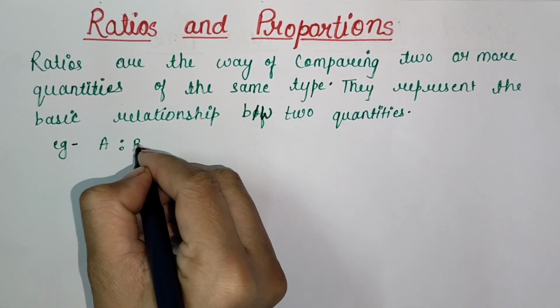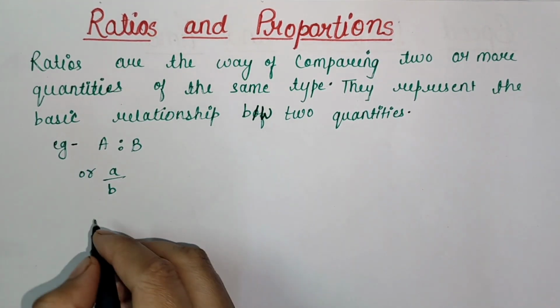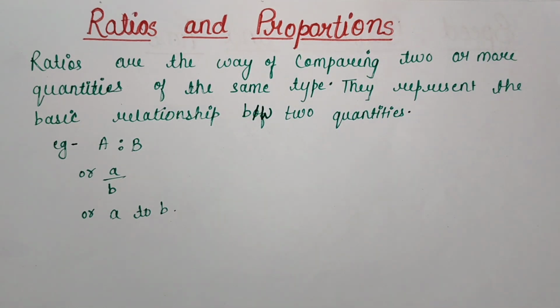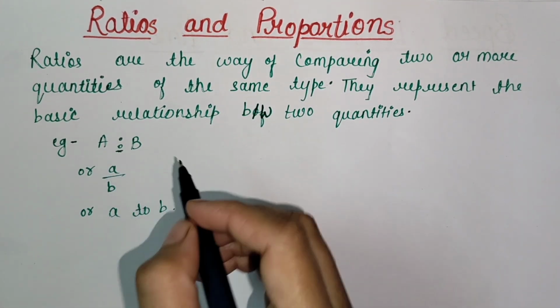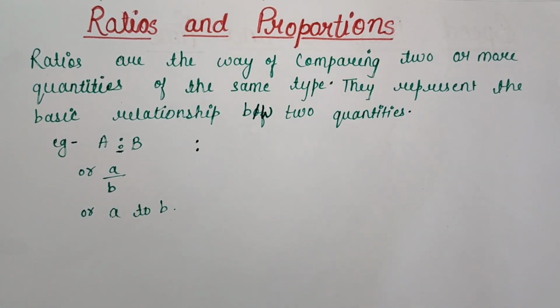Example: A is to B, or A upon B, or A to B. Ratios are denoted by this symbol, this colon. Let us take a real life example to understand ratios.